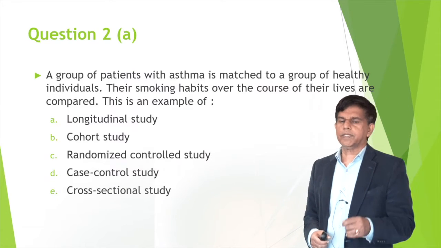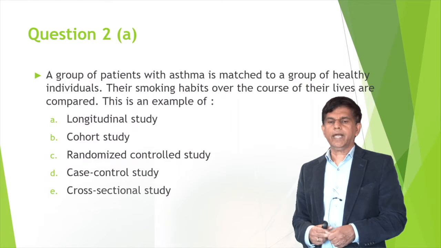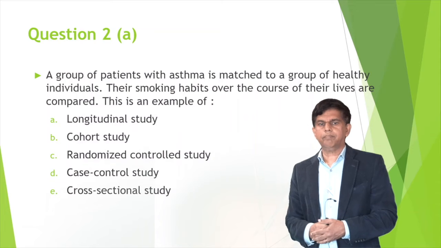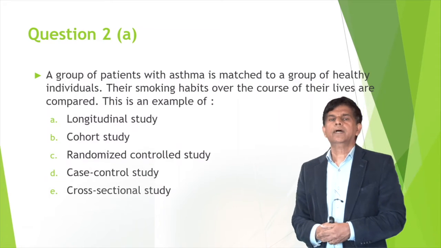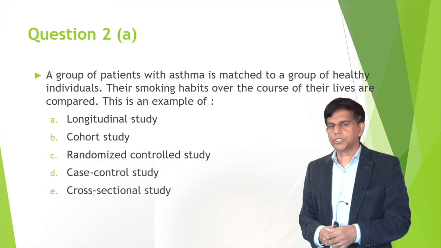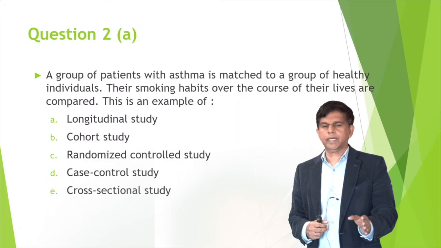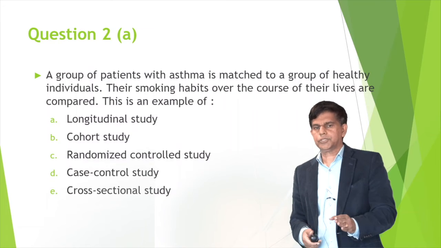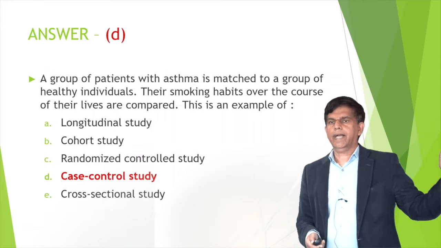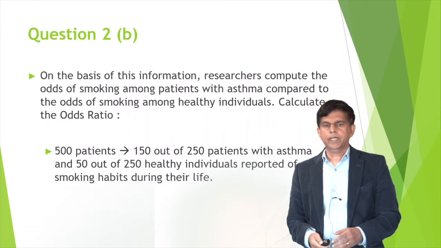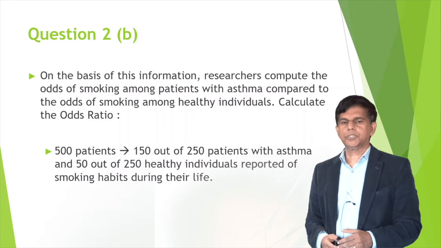A group of patients with asthma is matched to a group of healthy individuals. Their smoking habits over the course of their lives are compared. This is an example of what study? Longitudinal study, cohort study, randomized control study, case control study, or cross-sectional study. So what kind of study is it? I'm going to pause for a second. You read the question and answer it. So this is a case control study. Looking back, retrospective.